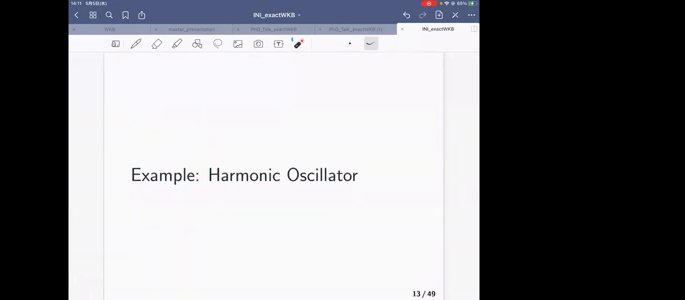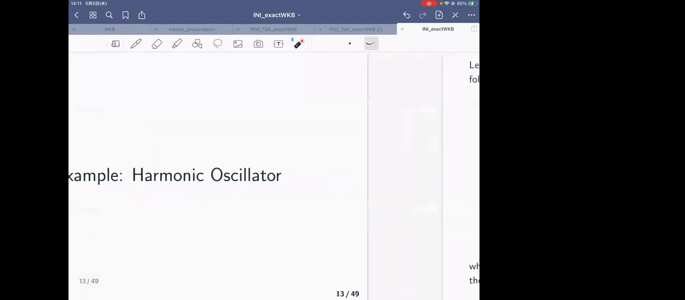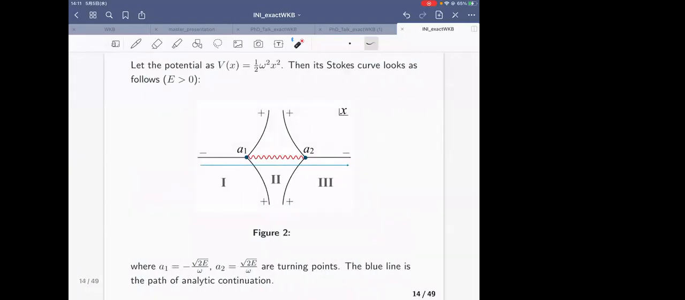I suppose this example was already given in Dr. Goksha's talk, but just to recall his talk, let's consider the harmonic oscillator. Then the Stokes curves are like this. There are two turning points because here the potential is like this. So consider the analytic continuation of the wave function from here to here. We are across two Stokes curves.